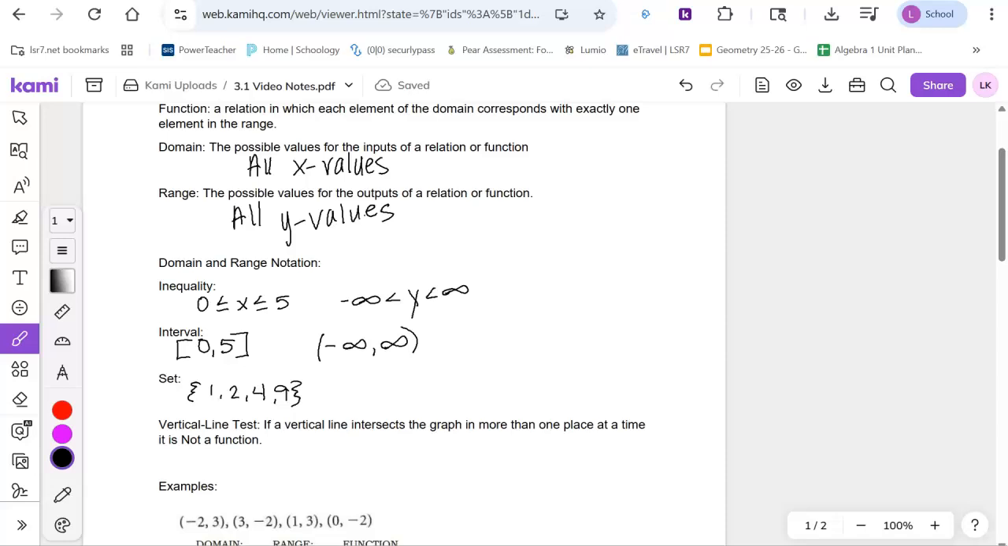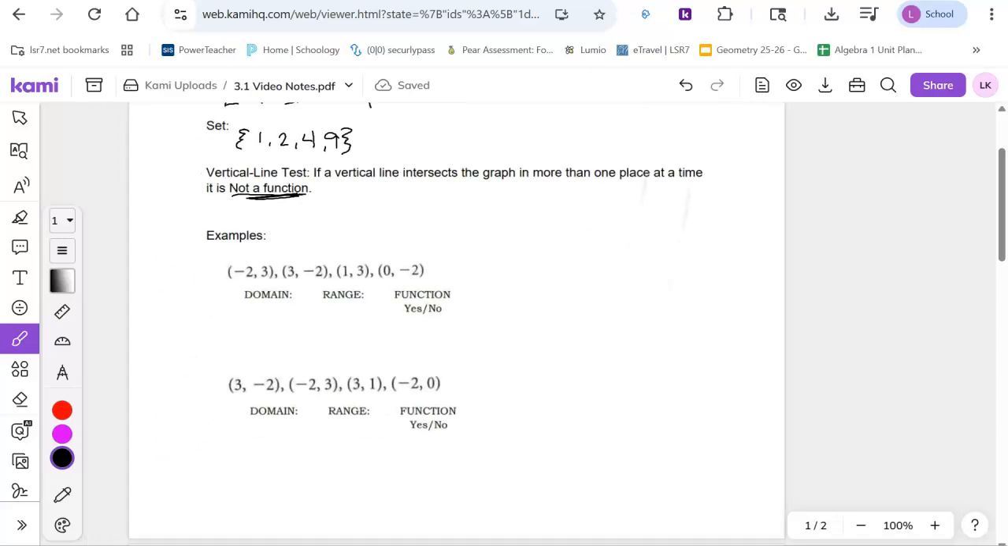Okay? Vertical line test: if a vertical line intersects the graph in more than one place at a time, it is not a function. We'll go over this more shortly.